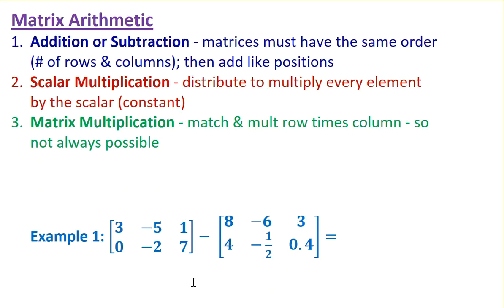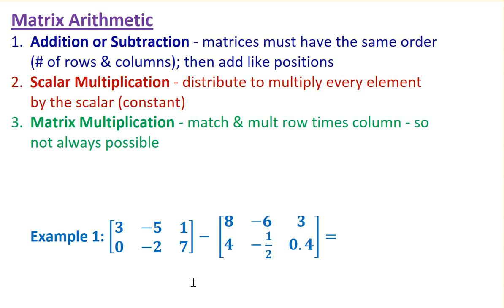You should take notes on each of the problems in this video as we discuss the different types of arithmetic that you might be asked to do with matrices. So adding and subtracting, we have to have like matrices, the same number of rows and columns. We call that the order of the matrix. And we're just going to add the similar positions.